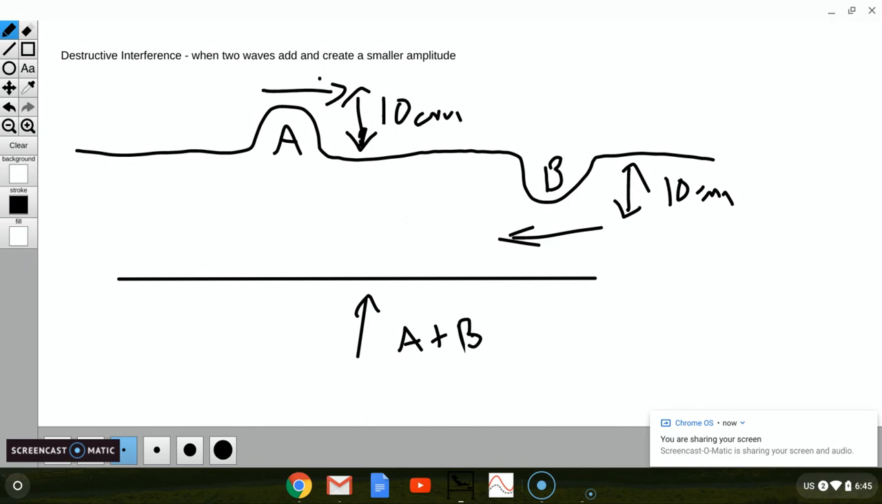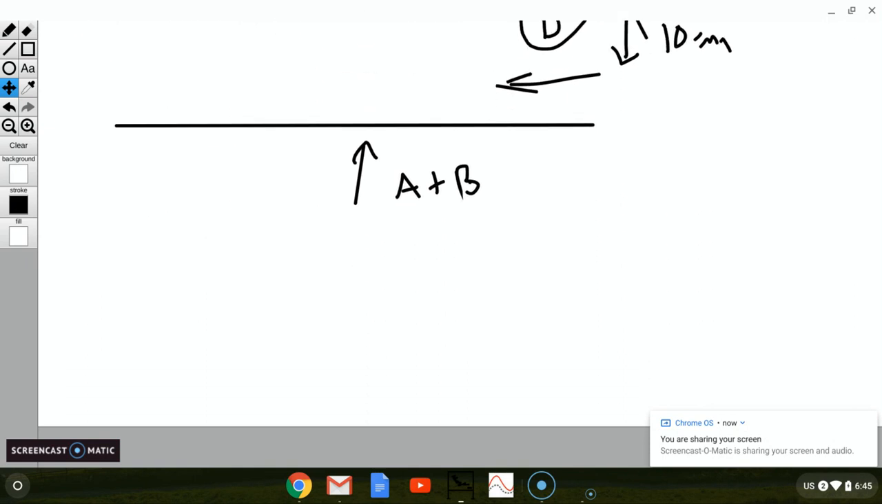So one of your partners will send down a crest, the other one will send down a trough. Now, just like before, what do you think is going to happen after they interfere with each other? Go ahead and predict or draw what you believe will happen after the interference. Go ahead and hit pause and do that now.